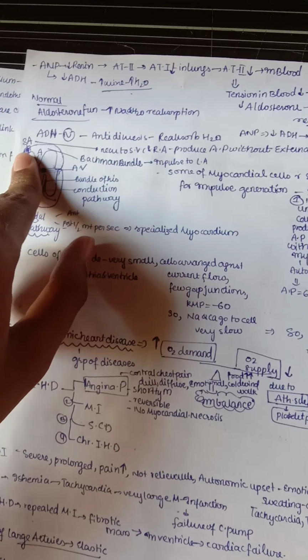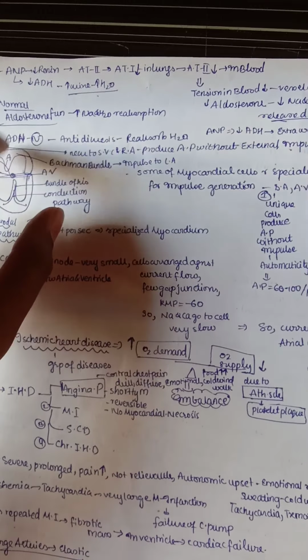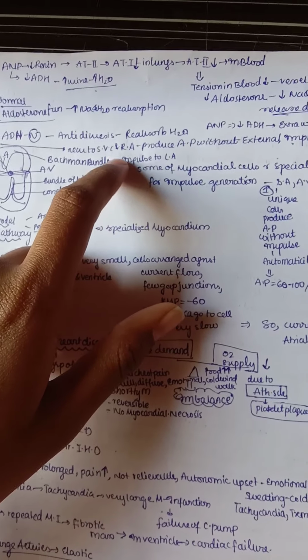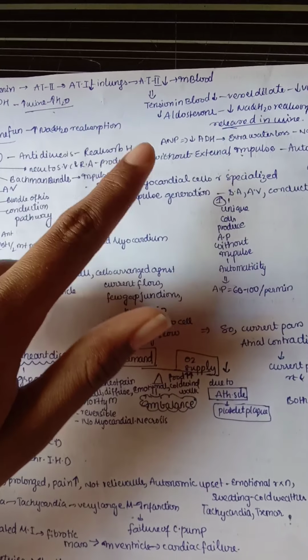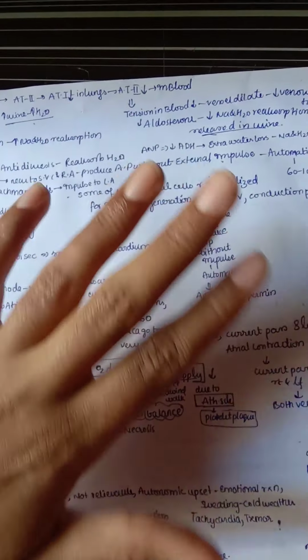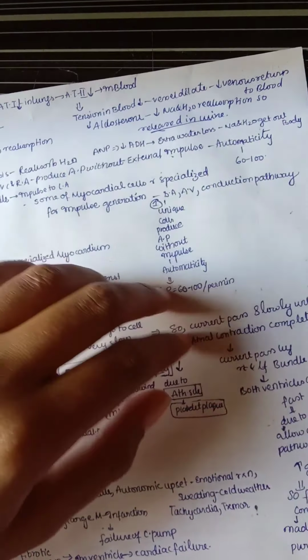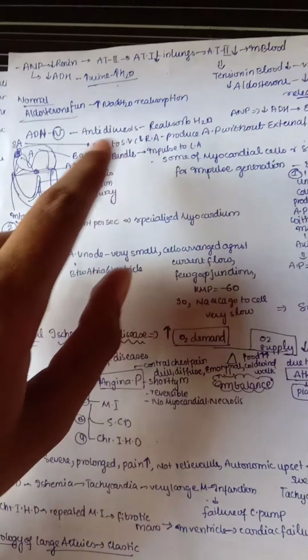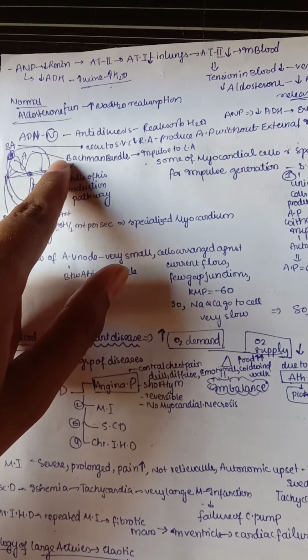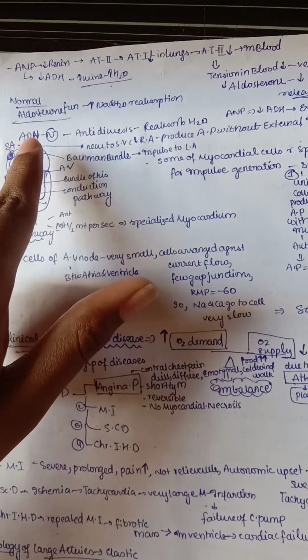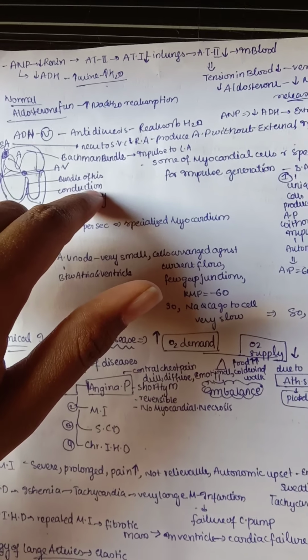Now let us see here. The SA node is situated near the SVC, that is the superior vena cava, and also the right atrium, and it produces the action potential without an external impulse. It is also known as the pacemaker, that is automaticity. It can form 60 to 100 impulses. And this is the Bachmann's bundle, which carries the impulse from the right atrium to the left atrium.